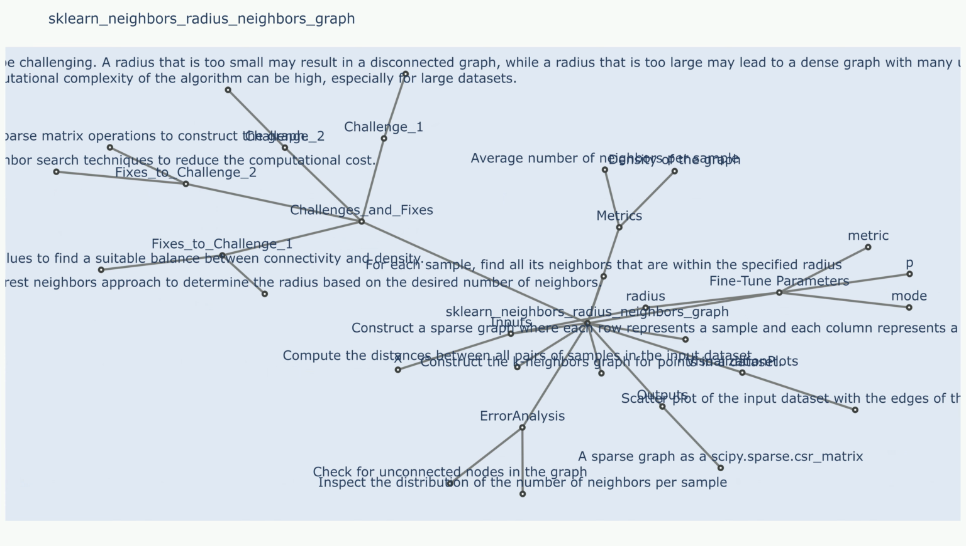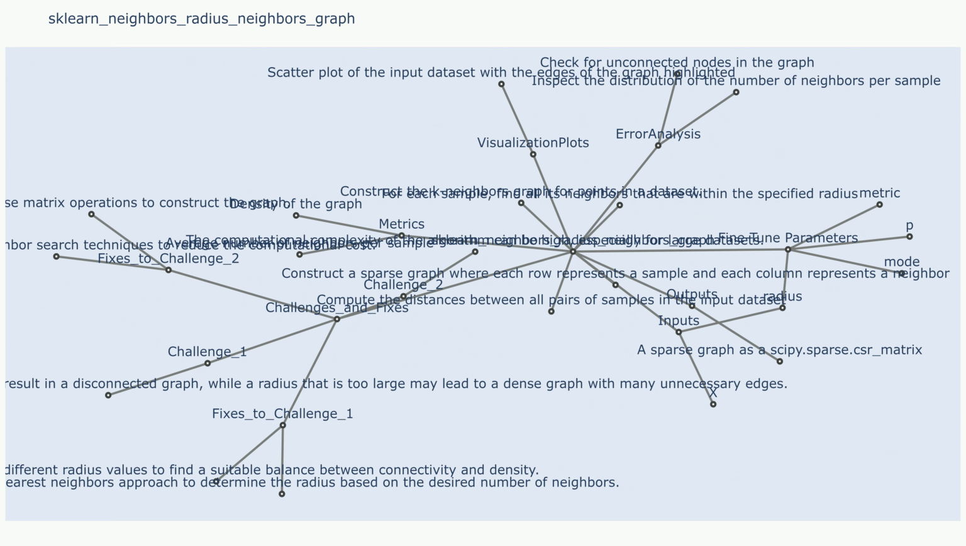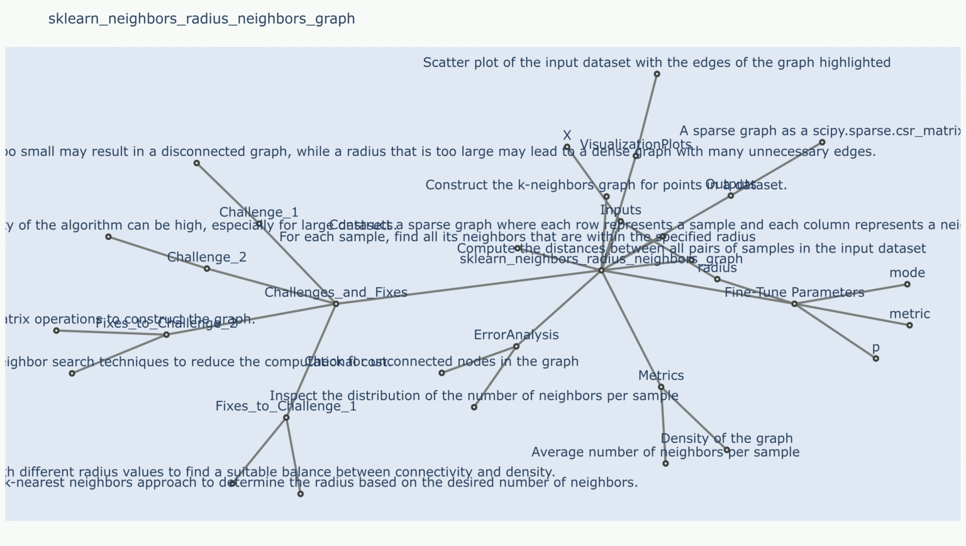Challenge 1. Choosing the appropriate radius parameter can be challenging. Sample use case. If the radius is too small, the graph may be disconnected, with many nodes isolated. If the radius is too large, the graph may become dense, with many connections, making it difficult to identify meaningful relationships. Fixes. Experiment with different values of the radius and visualize the resulting graphs to determine the optimal value. Use techniques like elbow analysis to identify a suitable radius value based on the number of neighbors or the density of the graph.